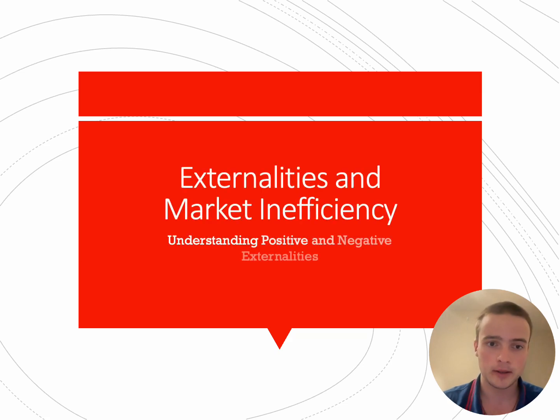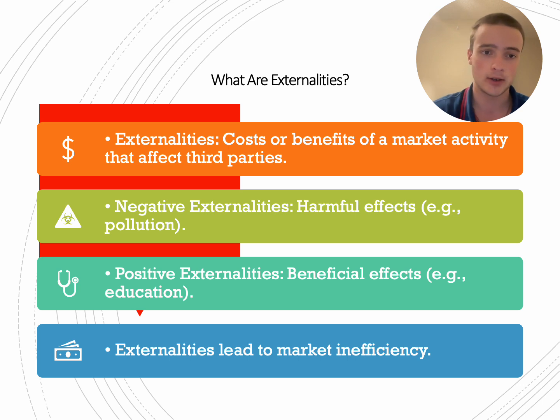Hey everyone, today we're going to be learning about externalities and market inefficiency, and understanding positive and negative externalities and the effect which these externalities have on markets. So, externalities are costs or benefits of a market activity that affect third parties. An important thing to note here is that these third parties do not necessarily choose to be affected, it just happens. So, negative externalities are harmful effects, like pollution.